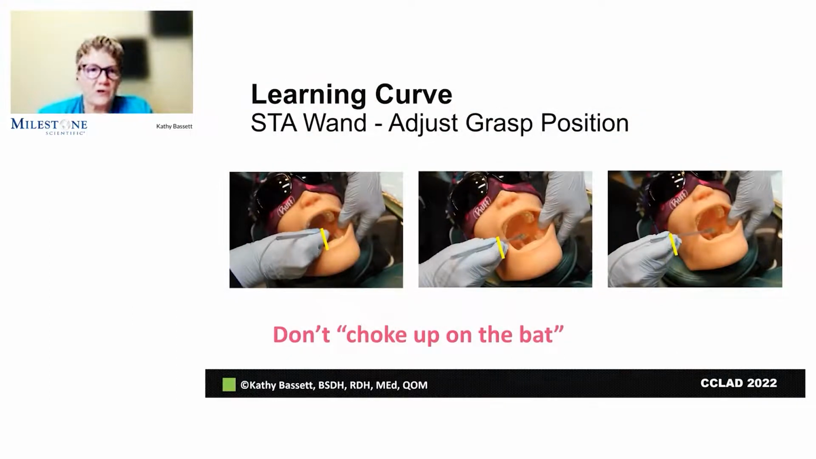So the learning curve for the wand. This is something that I had to learn, and my little reminder is, don't choke up on the back. Because there's no cartridge as a spacer or piston as a spacer, we need to remember to move our hand further back on the wand to be able to reach across to the opposite side of the mouth and have the distance to make that contact. As you see in that first picture, if we're holding too close to the needle hub interface, then that has your fingers completely reaching into their mouth.